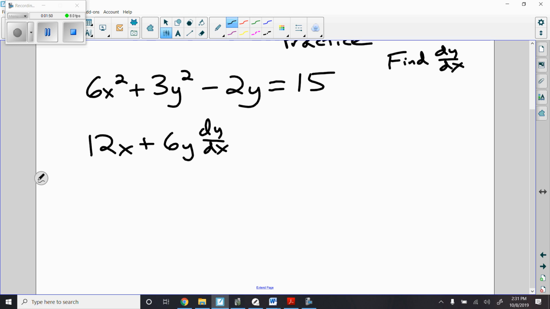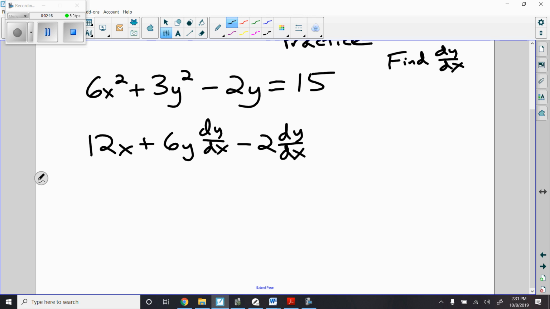Okay, now I'm going to come to the derivative of negative 2y, right? That's linear, right? So the y is actually going to disappear here. The derivative of negative 2y is going to be negative 2, but then I still need to multiply by dy dx. So this is going to look like minus 2 dy dx. So the y disappeared, but we still have a dy dx.